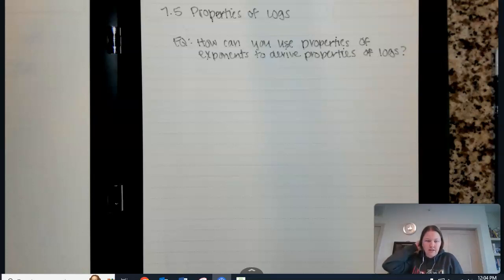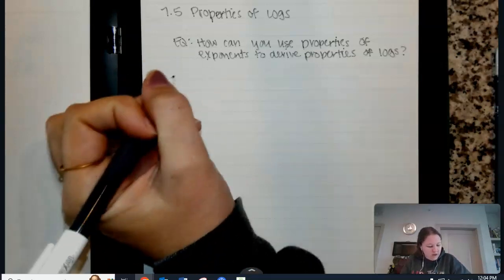Okay, so today we're going to talk about 7.5, which is all about the properties of logs. So your essential question is how can you use the properties of exponents to derive your properties of logs? So hopefully from that you understand that they will be similar, right? So I'm just going to list the properties, and then there's also a change of base formula, and then from there we'll get into examples from the homework.